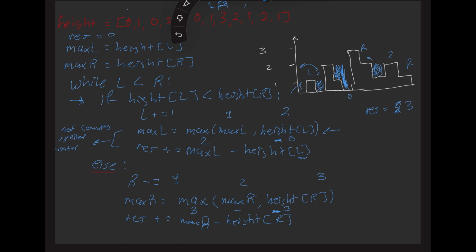Let me go back to that. L is going to increment to 1, and our height of L is going to be 1, but our max L should still be 2. So 2 minus 1, that is still equal to 1. So we got a 4 here. So we got water here as well. So this will come down to being 4, which I think is the right answer if I'm not mistaken.